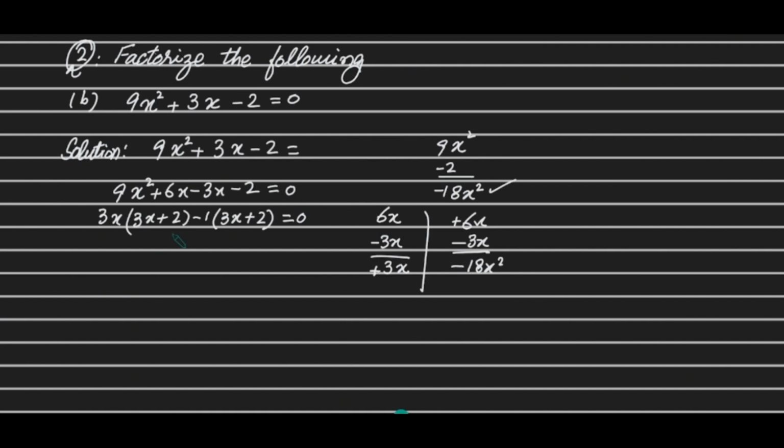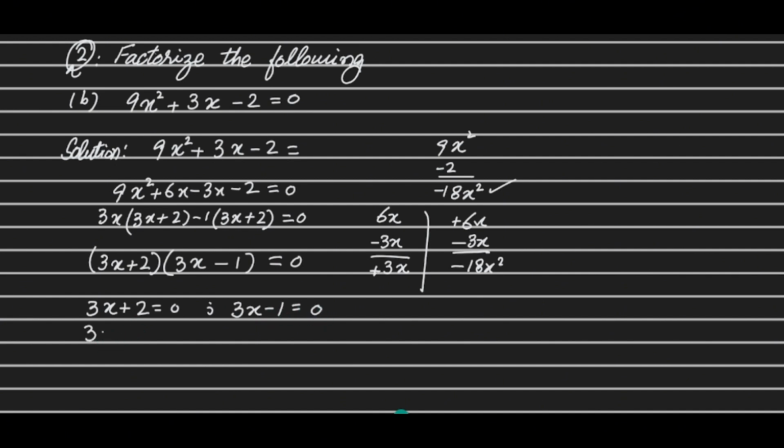Now the common term is 3x plus 2 in both. We write first 3x plus 2 and the other remaining factor 3x minus 1 equal to 0. So we get 3x plus 2 equals 0, and the second one is 3x minus 1 equal to 0.